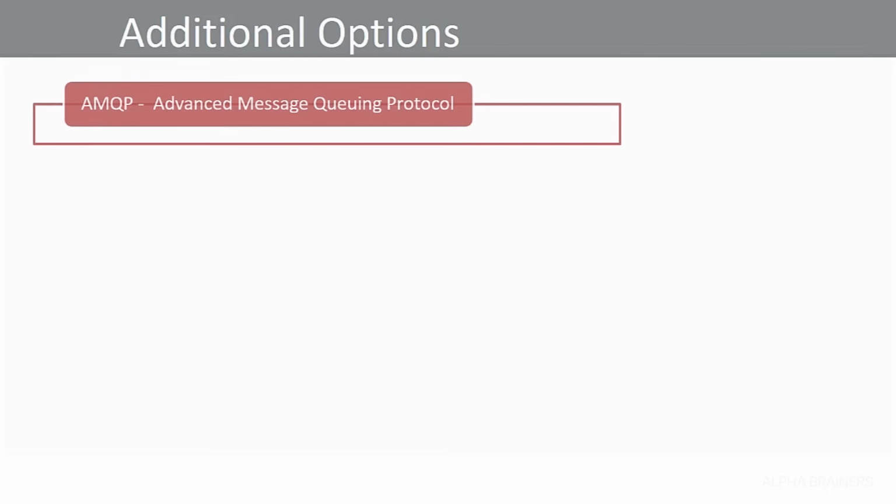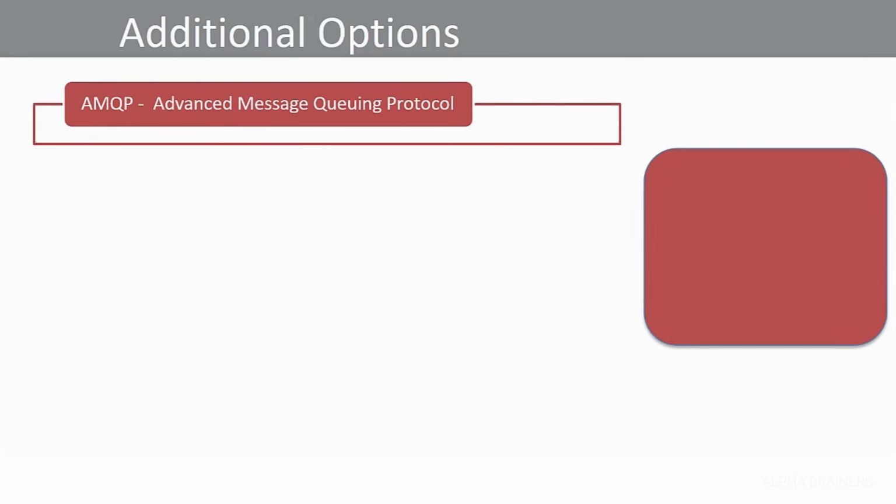And we're going to start off by talking about something called AMQP, or the Advanced Message Queuing Protocol. So a few things you should know about this. This is an open standard. It works at the application layer of your software development. It has several features that are available to it.